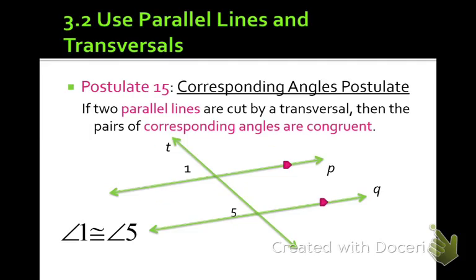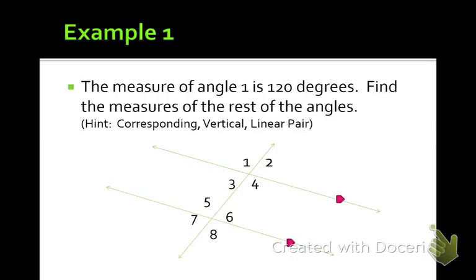So angle 1 and angle 5 are corresponding angles. They're going to be congruent because line P and Q are parallel. Okay? The measure of angle 1 is 120 degrees. Find the measures of the rest of the angles. And here's a hint. You can use corresponding, vertical and linear pair. We're going to be able to find vertical angles and linear pair in this picture as well.